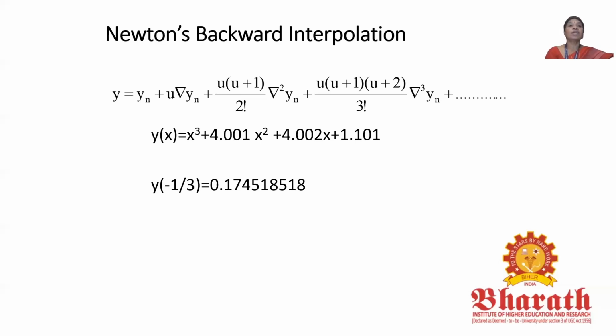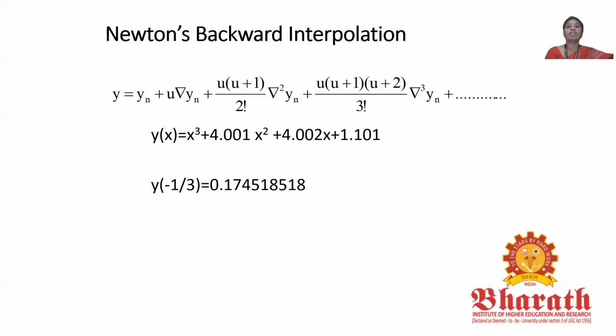So your y of x is equal to x cube plus 4.0001 into x square plus 4.002 into x plus 1.101. So if you are calculating the value of y at the point minus 1 by 3, you have to give x is equal to minus 1 by 3.